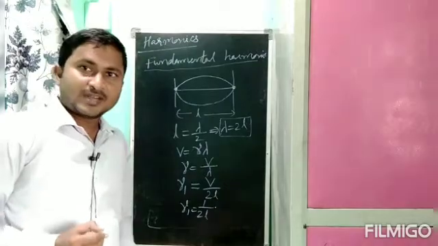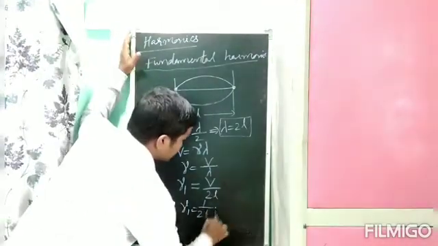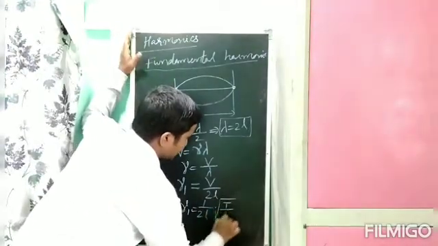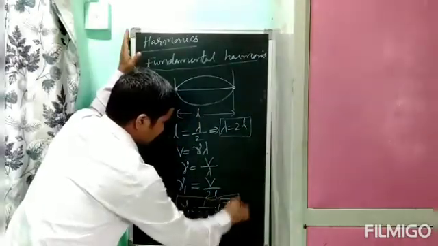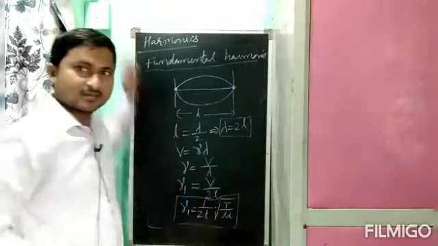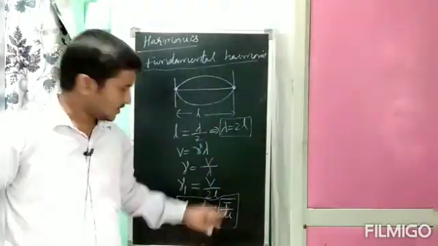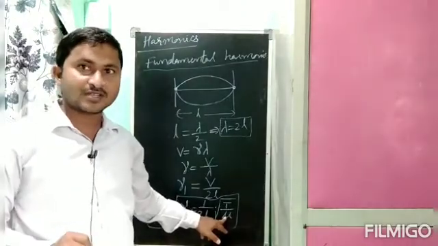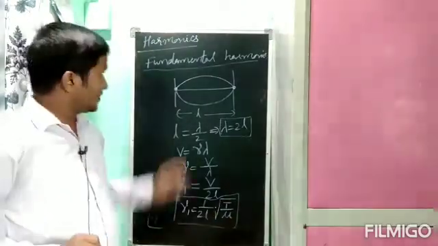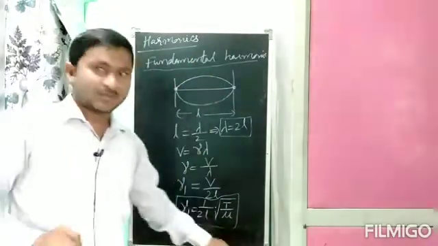We know that the speed of a transverse wave in a stretched string is root of T by mu, where T is the tension in the string and mu is the linear mass density of the string. This is the fundamental harmonic.